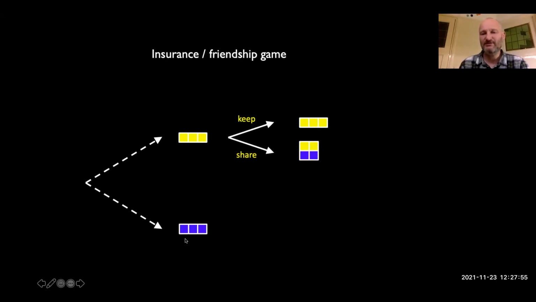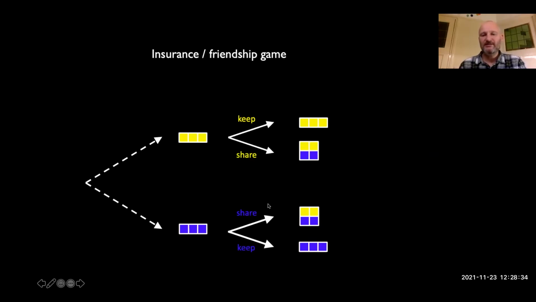And if the yellow player shares, then both of them get €2. So here you can imagine that how much extra money or extra calories or extra whatever adds to your fitness might depend on how much you have already. And if you have a lot, then a little bit extra doesn't help you as much as it does when you have a little. And there you could imagine that sharing is going to help the other person more than it hurts you. Now, if the blue player is the lucky one, then the blue player also can choose between keeping and sharing.